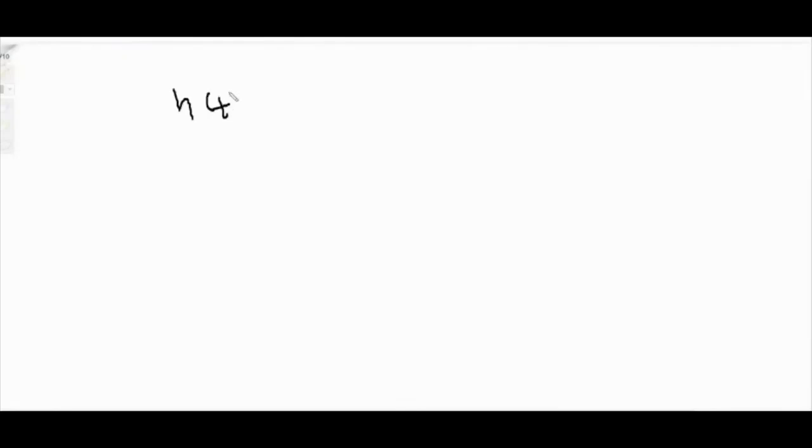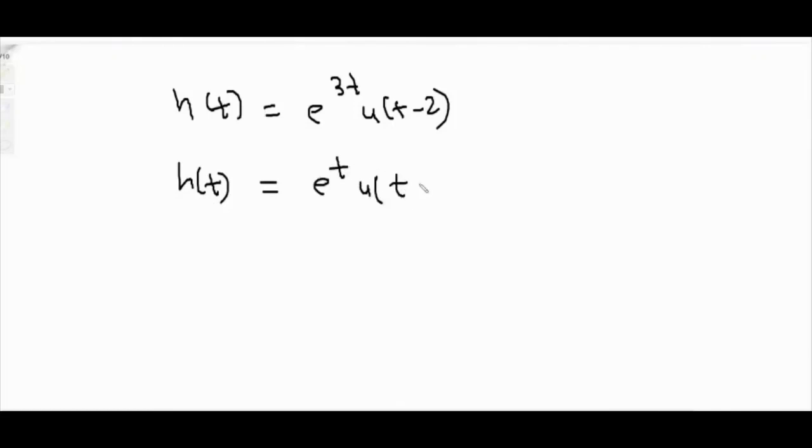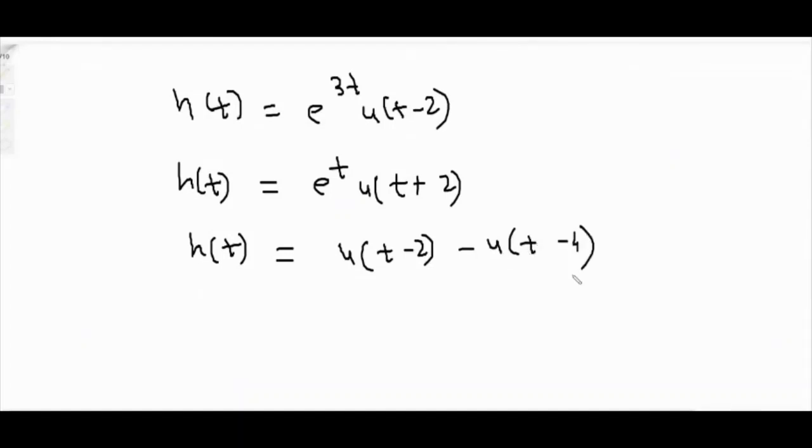Now quickly give me some answers. h of t equal to e raised to 3t u of t minus 2. Next question, h of t equal to e raised to t u of t plus 2. h of t equal to u of t minus 2 minus u of t minus 4. h of t equal to u of t plus 1 minus u of t minus 2.